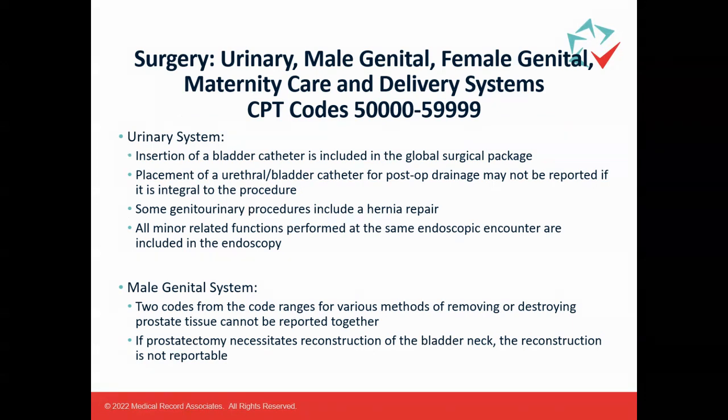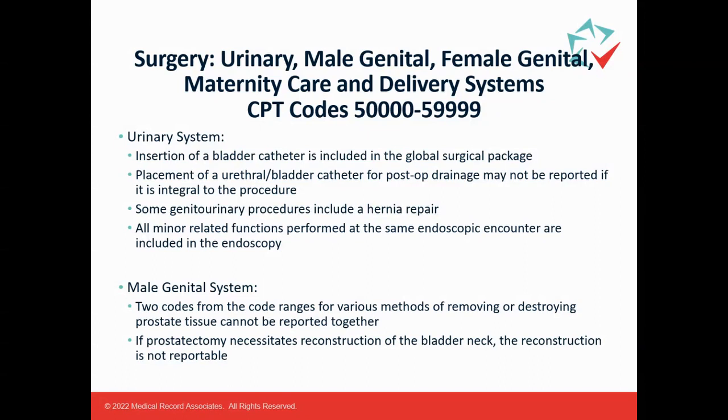The urinary, male genital, female genital, maternity care and delivery systems, CPT codes 50000 through 59999, and we'll go through each one individually. Again, I can't overemphasize enough going back to these chapters because there's so much more information that I couldn't put in here. Insertion of a bladder catheter is included in the global surgical package. Placement of a urethral bladder catheter for post-op drainage may not be reported if it's integral to the procedure performed.